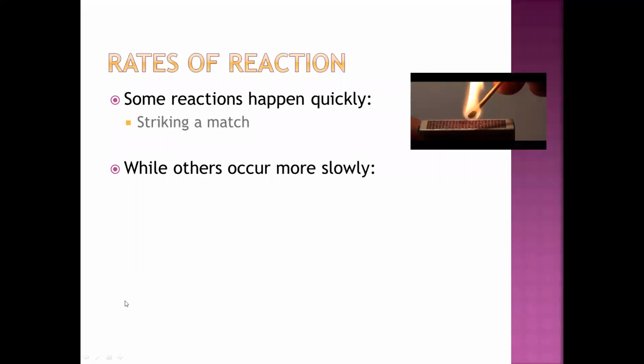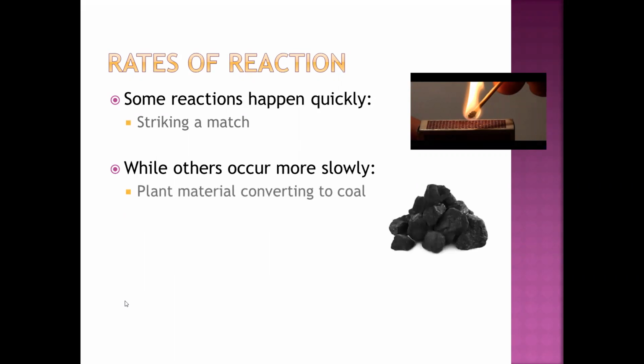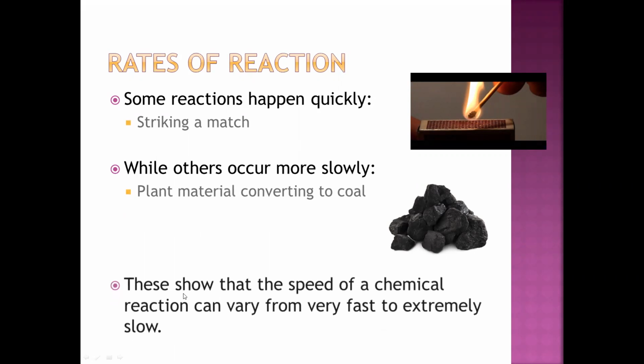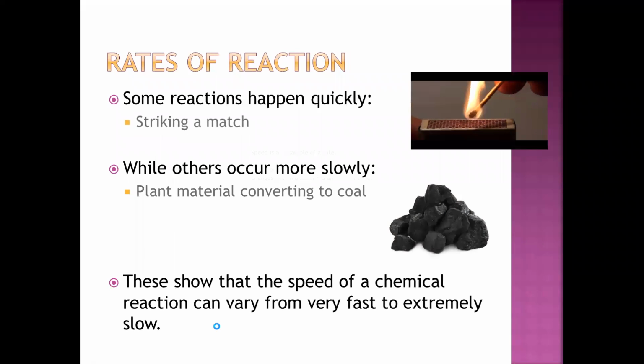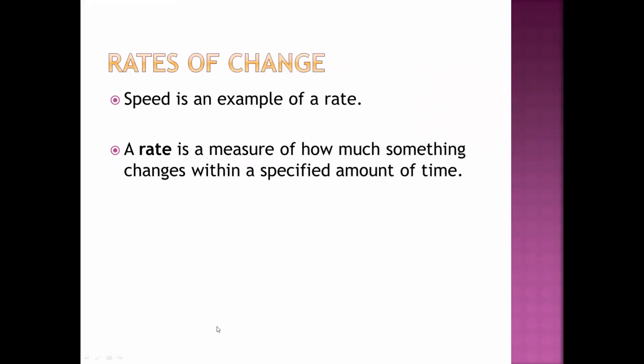So some reactions happen really quickly, like when you strike a match to light it, that's a really quick reaction. And others occur very slowly, like plant material converting into coal. So the speed at which reactions go can vary from very fast to extremely slow. Speed is an example of rate.